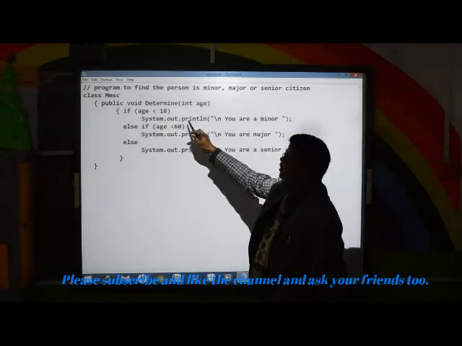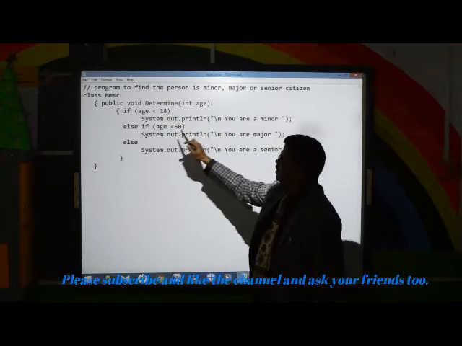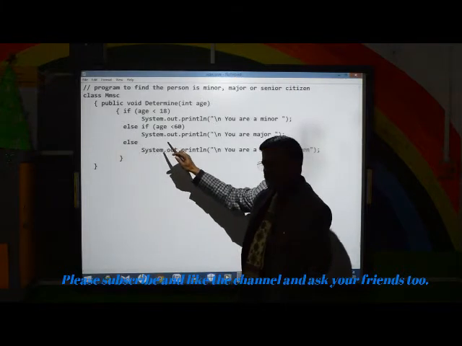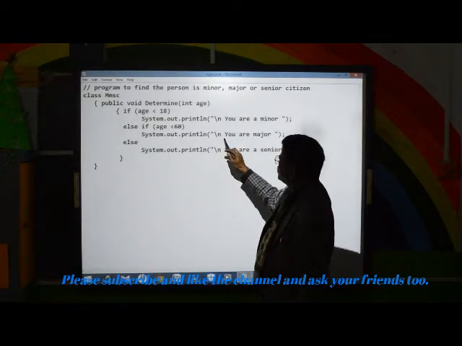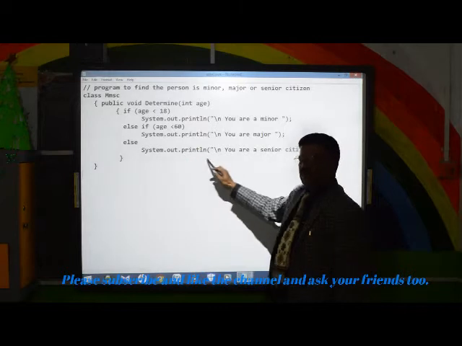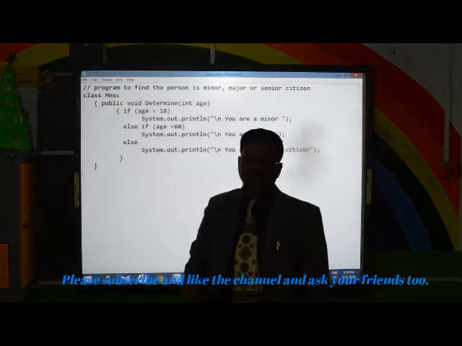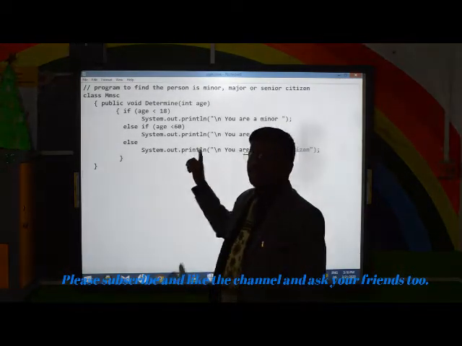print statements. If it is less than 18, it says you are a minor. If it is between 18 years old and less than 60 years, it's a major, else it would be a senior citizen. This is the first program.